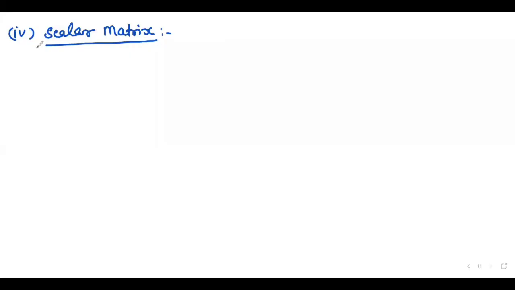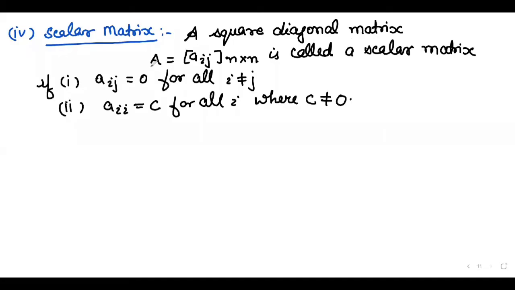Now the next type is the scalar matrix. It is a square matrix, and it will be diagonal also. A diagonal square matrix is called a scalar matrix if the non-diagonal elements are 0 and the diagonal elements are similar or equal. So a square diagonal matrix A = [Aij] n by n is called a scalar matrix. The first condition is Aij = 0 when i is not equal to j, meaning the non-diagonal elements will be 0.